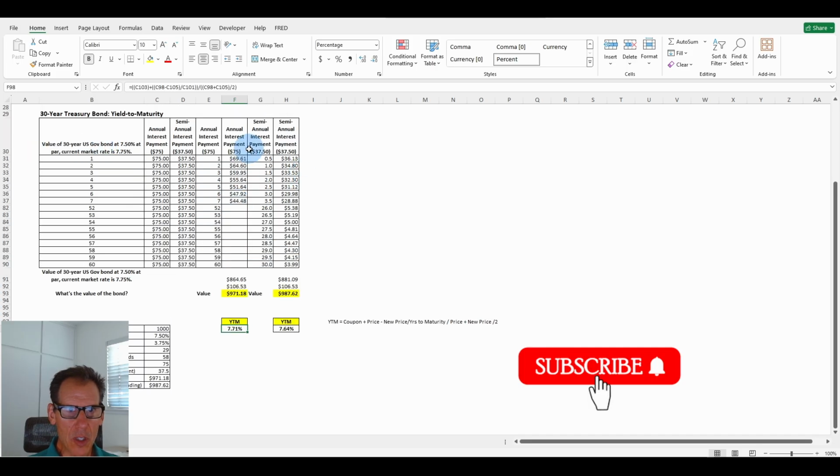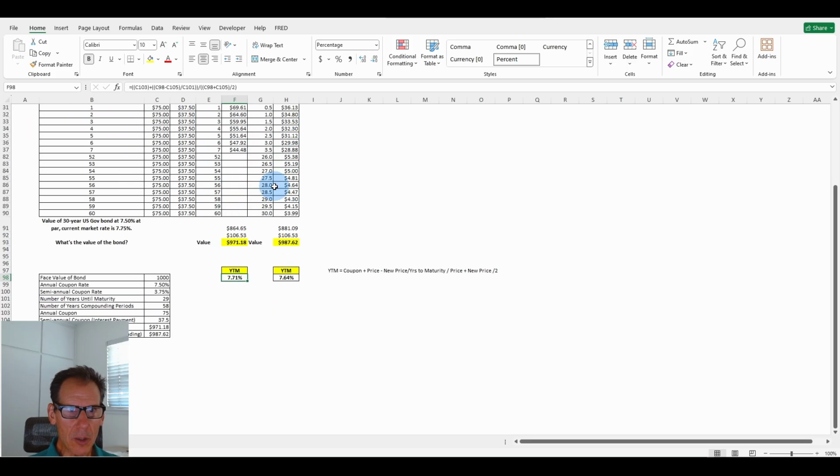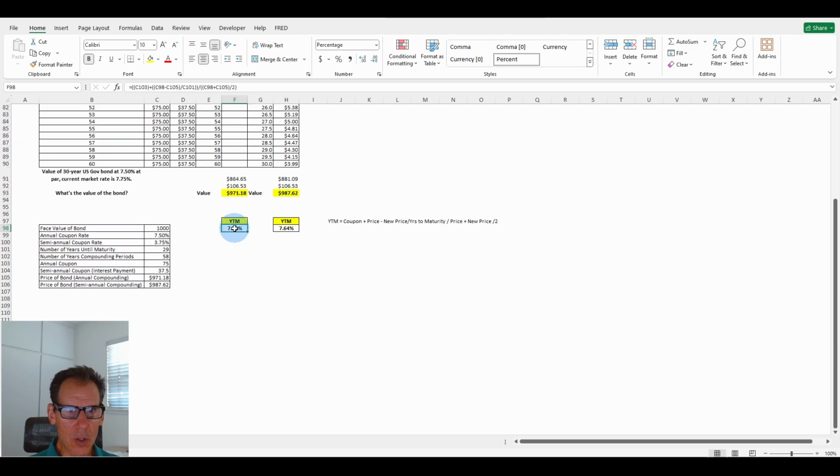Here is just the structural means of calculating the yield to maturity, and then here is the shortcut. And then you can use the price function within Excel to do this, and we will as we move forward.